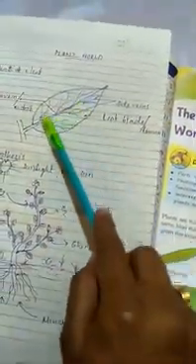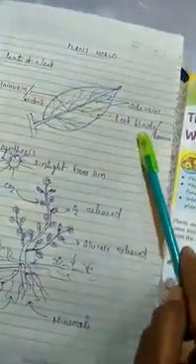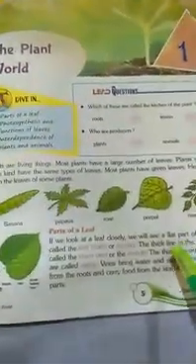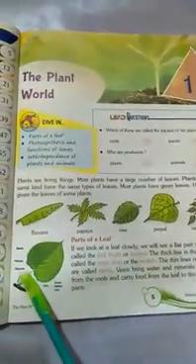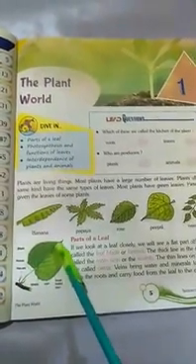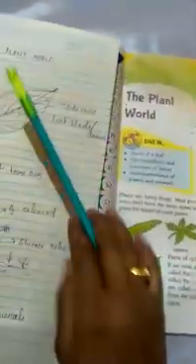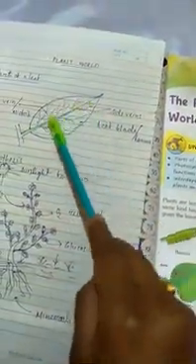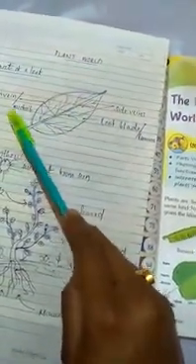Then, parts of a leaf. If we look at a leaf closely, we'll see a flat part of the leaf called the leaf blade or lamina. So the whole part is known as the leaf blade or lamina. Then the thick line in the middle is called the main vein or the midrib. Here you can see the thick line that is known as the midrib, or main vein.